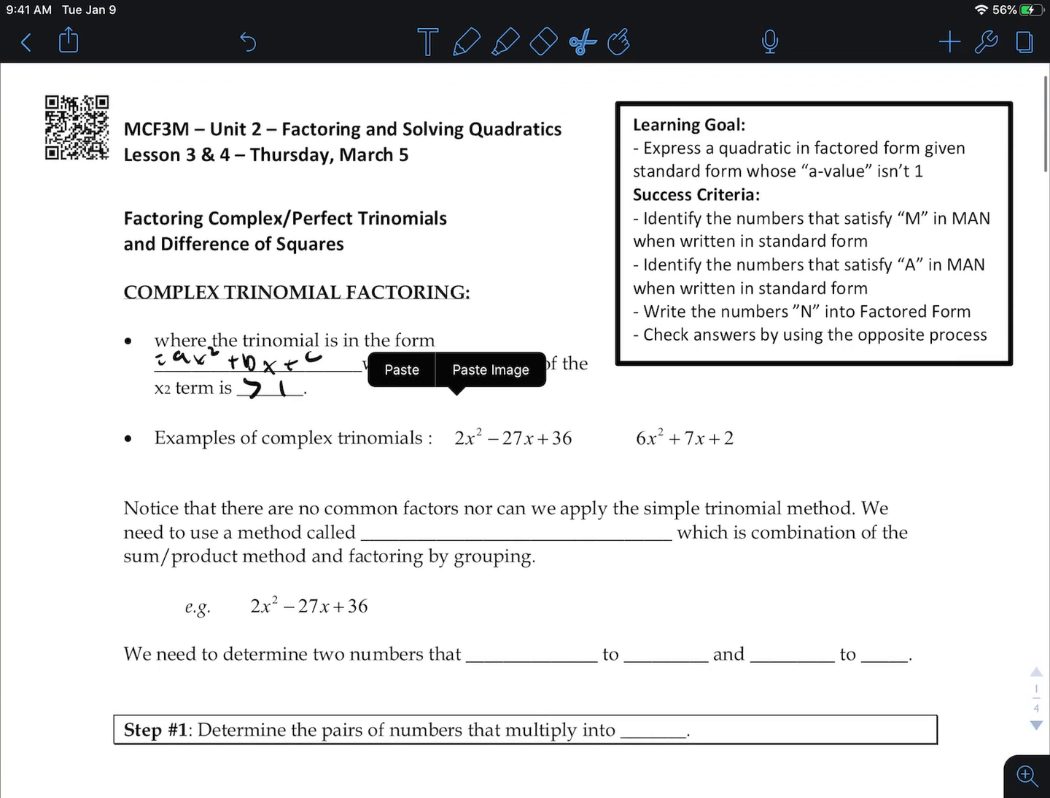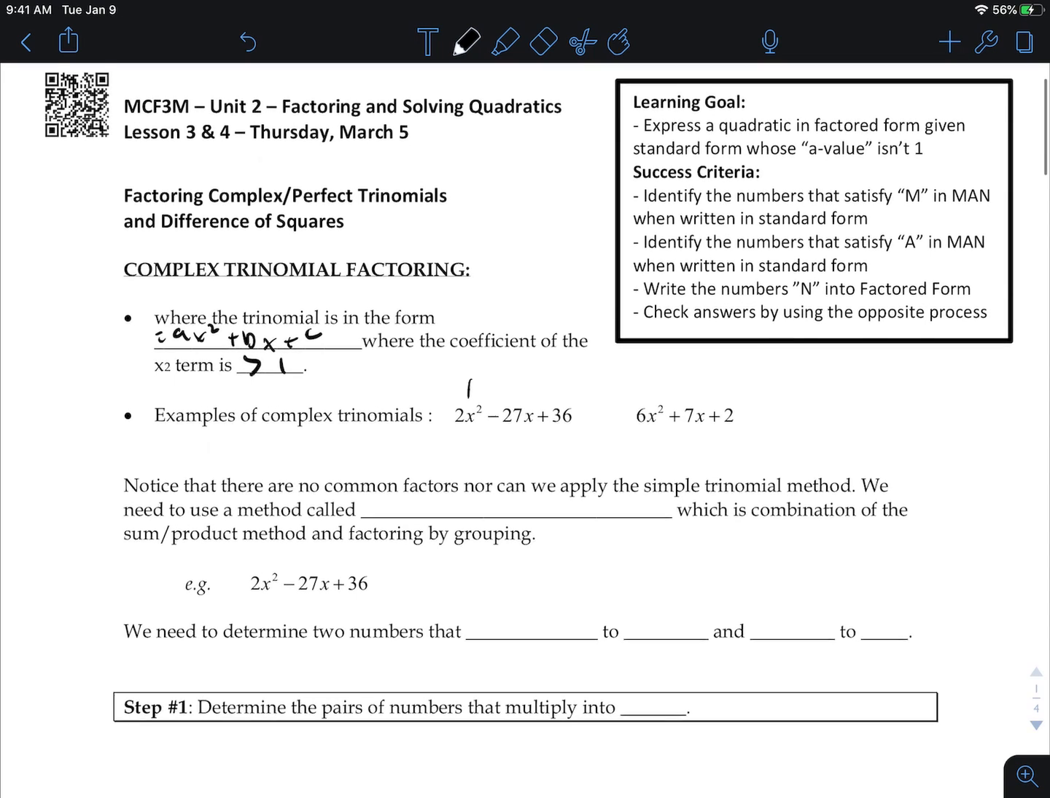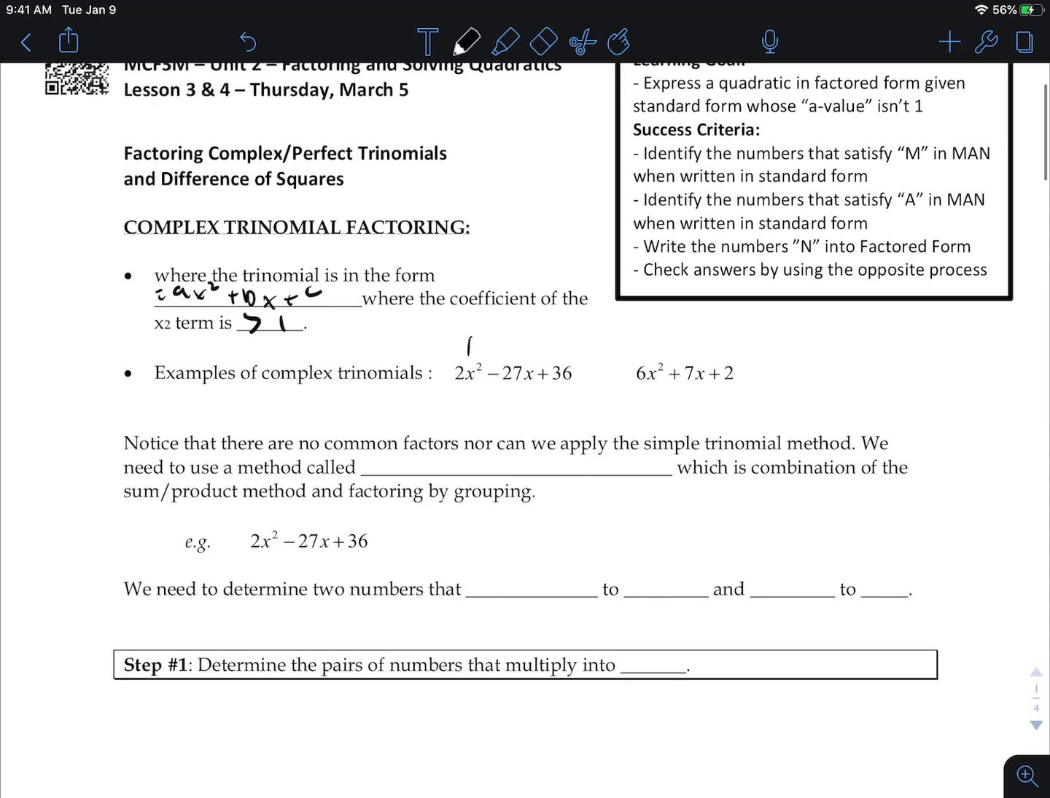So as we said, that's not 1 anymore. Right? So you can see this is not like our normal process. So when we come down here, notice there are no common factors, nor can we apply the simple trinomial method. That's what I was just saying, right? So we need to use a method called decomposition, which is typically used, okay? So that might be a new word for you, maybe.